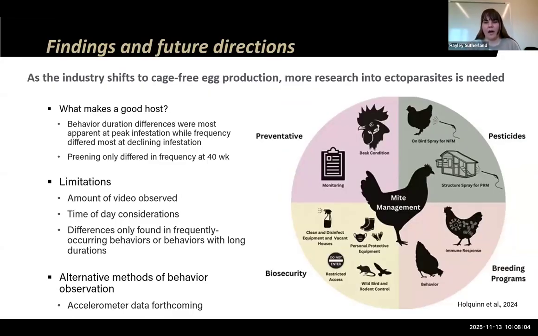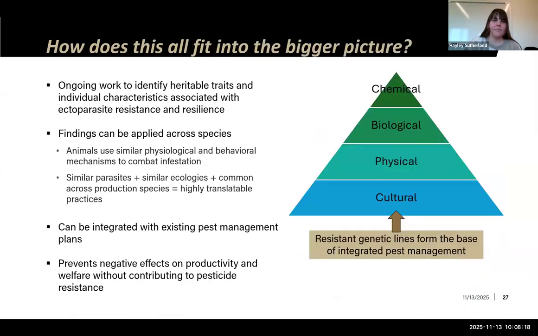I want to bring your attention to this graph. What we're hoping to do in the bottom right corner here is target the breeding program aspect. So my study wants to hone in on both the immune response and the behavioral response of infested laying hens to see if we can better manage fowl mite infestation.